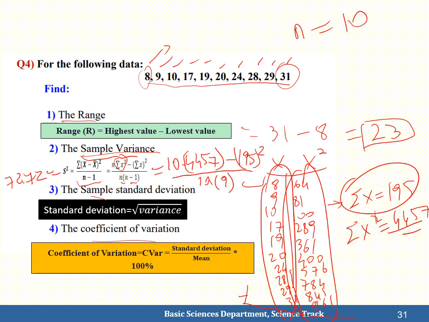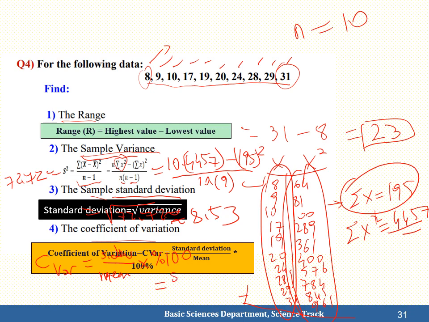And what is the variance? What's the standard deviation? It will be equal to the square root of 72.72, which is about 8.53. And the coefficient of variation is equal to the standard deviation divided by the mean times the percentage.